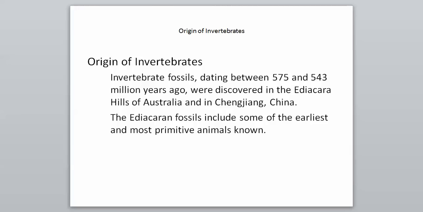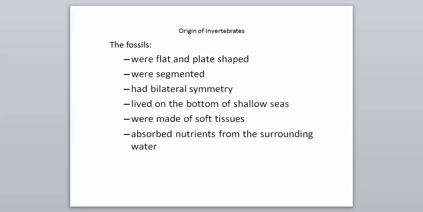The characteristics of these fossils: most of them were flat and shaped like a plate, and a lot of them were segmented. They had bilateral symmetry, and we know that they lived on the bottom of shallow seas. They were made of soft tissues, and they absorbed nutrients from the surrounding water. So this is taken from clues from the fossils. We were able to distinguish this amount of information about the types of invertebrates that were living at the time. So these were the major characteristics of the organisms living at that time.